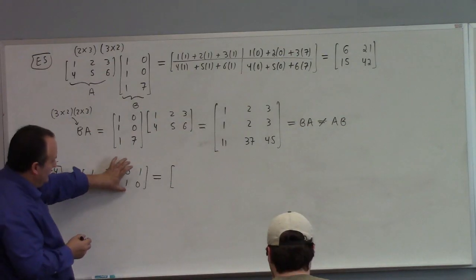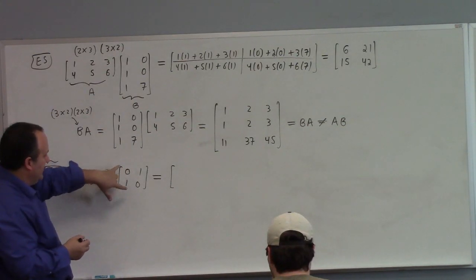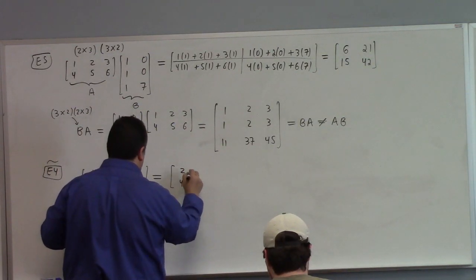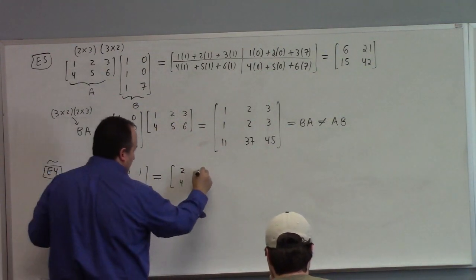But so if I do this multiplication, I get 2, 4 and 1, 3.